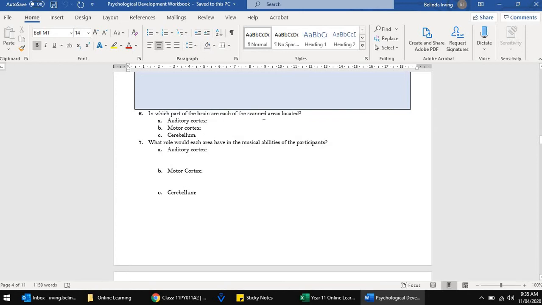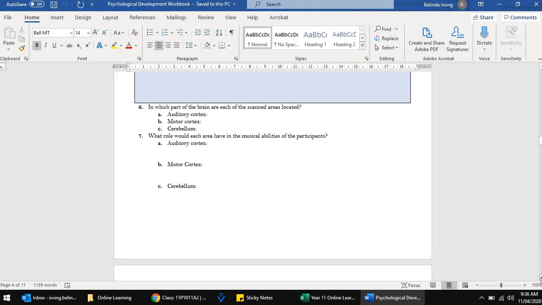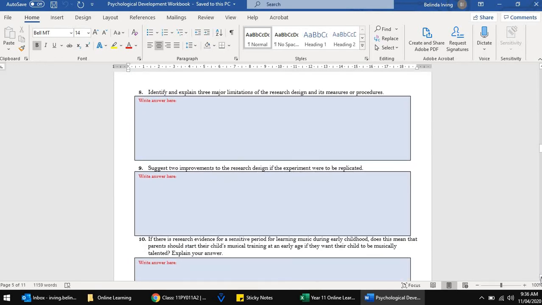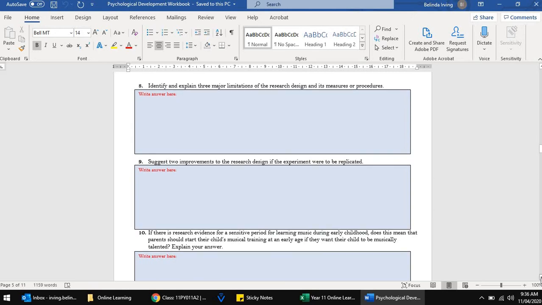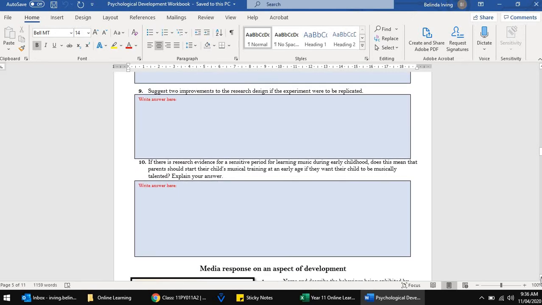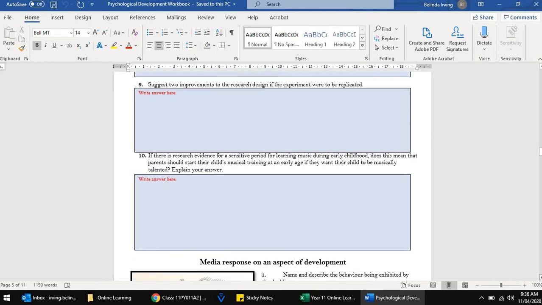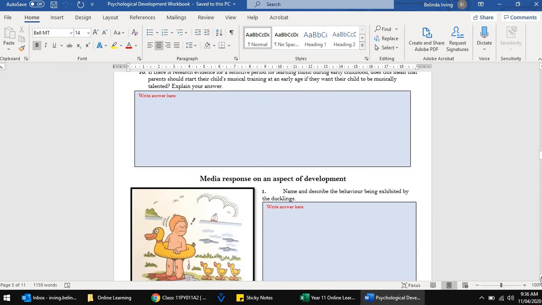Which part of the brain are each of the scanned areas located? So where is the auditory cortex? Where is the motor cortex? Where is the cerebellum? And then which of these would actually be a component in the musical abilities? And how would they be used? Limitations of the research design. Two improvements. So how could they improve the research? And then just move on from there. So sensitive period for learning during early childhood. Should we actually start it early?